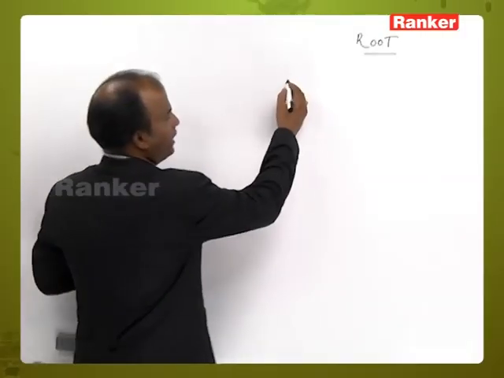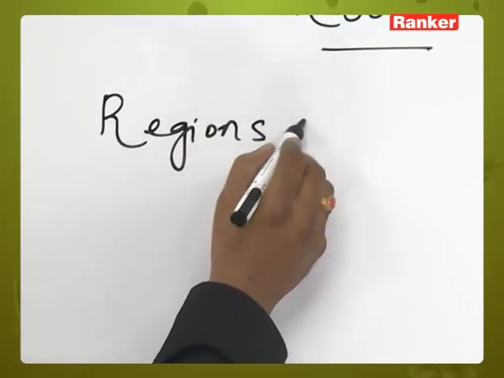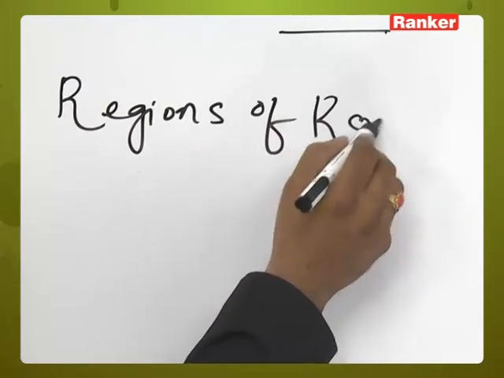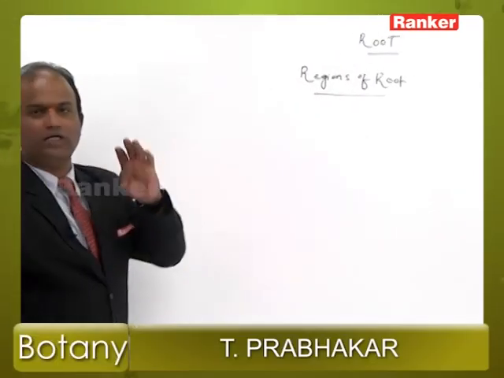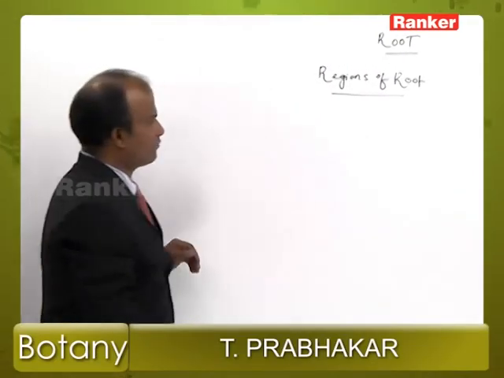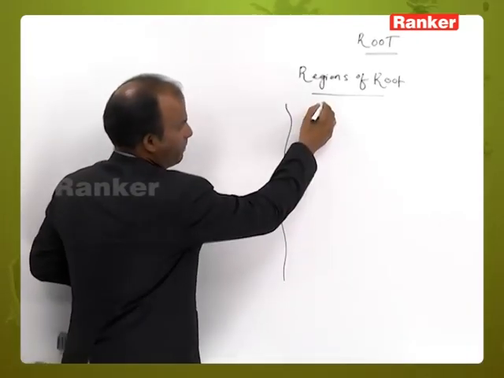And now moves to regions of root. Now, the regions of root, it shows 4 parts. Of that one, I will explain by taking the diagram.